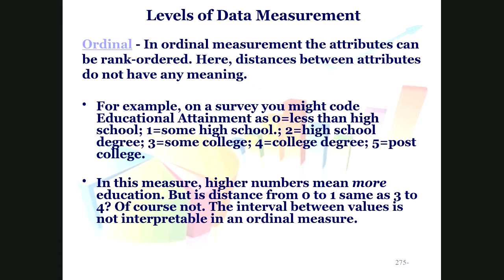Okay? So that looks familiar. In this measure, higher numbers mean more education. But is the distance from 0 to 1 the same as 3 to 4? Of course not. Okay? There's a difference between some people who take courses at college and other people who graduate from college. So the interval between the values is not interpretable in an ordinal measure.